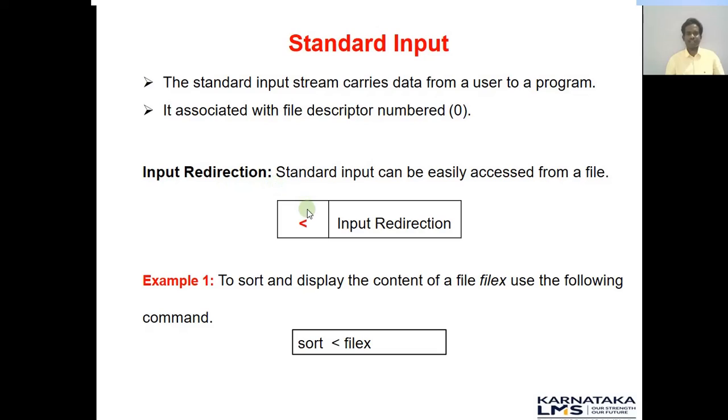Input redirection. Standard input can be easily accessed from a file through the redirection operator called less than. This operator is called the input redirection operator. For example, to sort and display the content of file X, use the following command: sort less than symbol file X. It means the sort command takes the input from file X through the input redirection operator, sorts the numbers, and sends the result to the terminal.